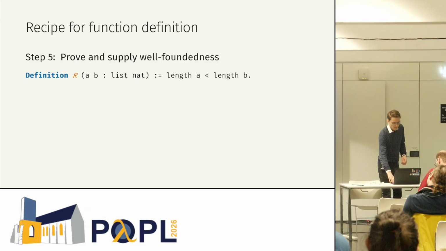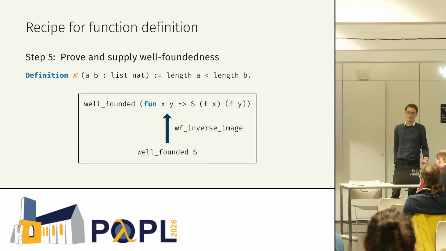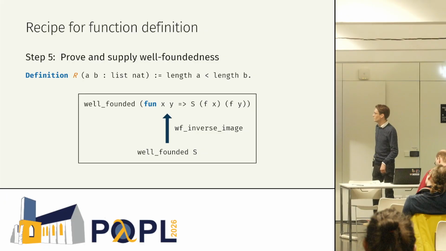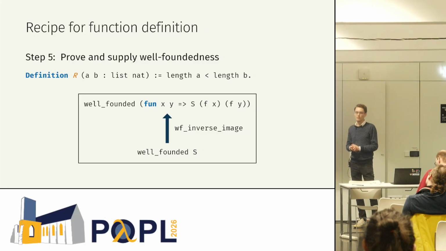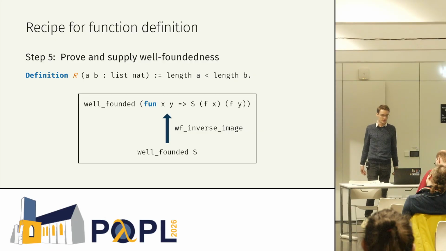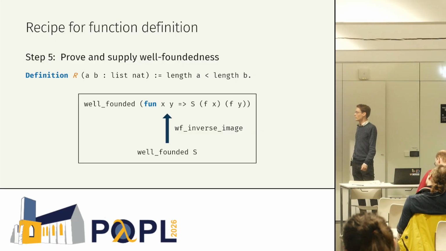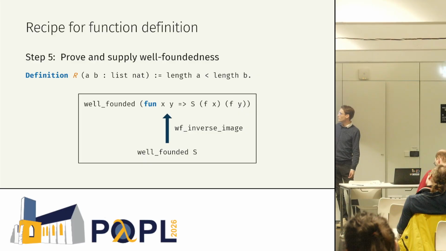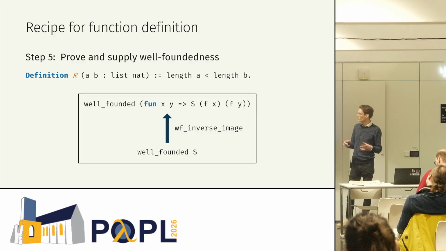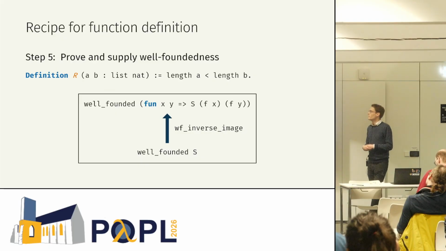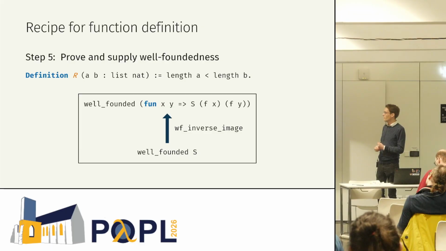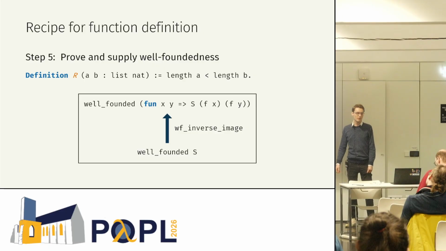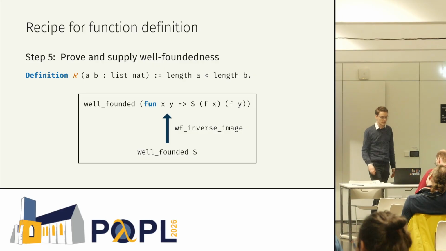You can prove well-foundedness from scratch, but it's kind of annoying and tedious. So it's easier, I think, to essentially lift it from the well-foundedness of another known relation. And there's a nice theorem in the standard library called WF inverse image, which essentially says that if relation S is well-founded, then a relation which compares two elements x, y via S under the image of some function f is also well-founded. And in this case, f would be length and S would be the less than relation on natural numbers.